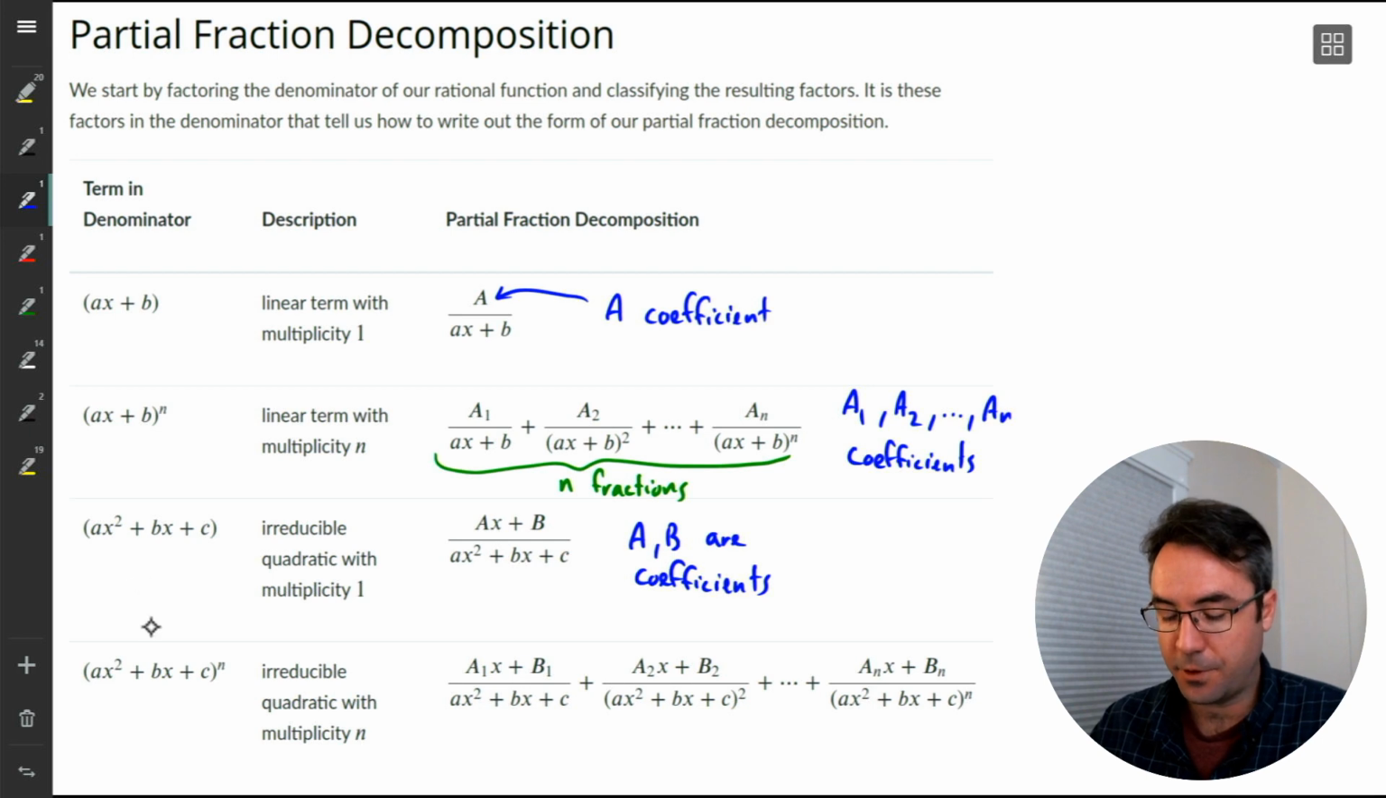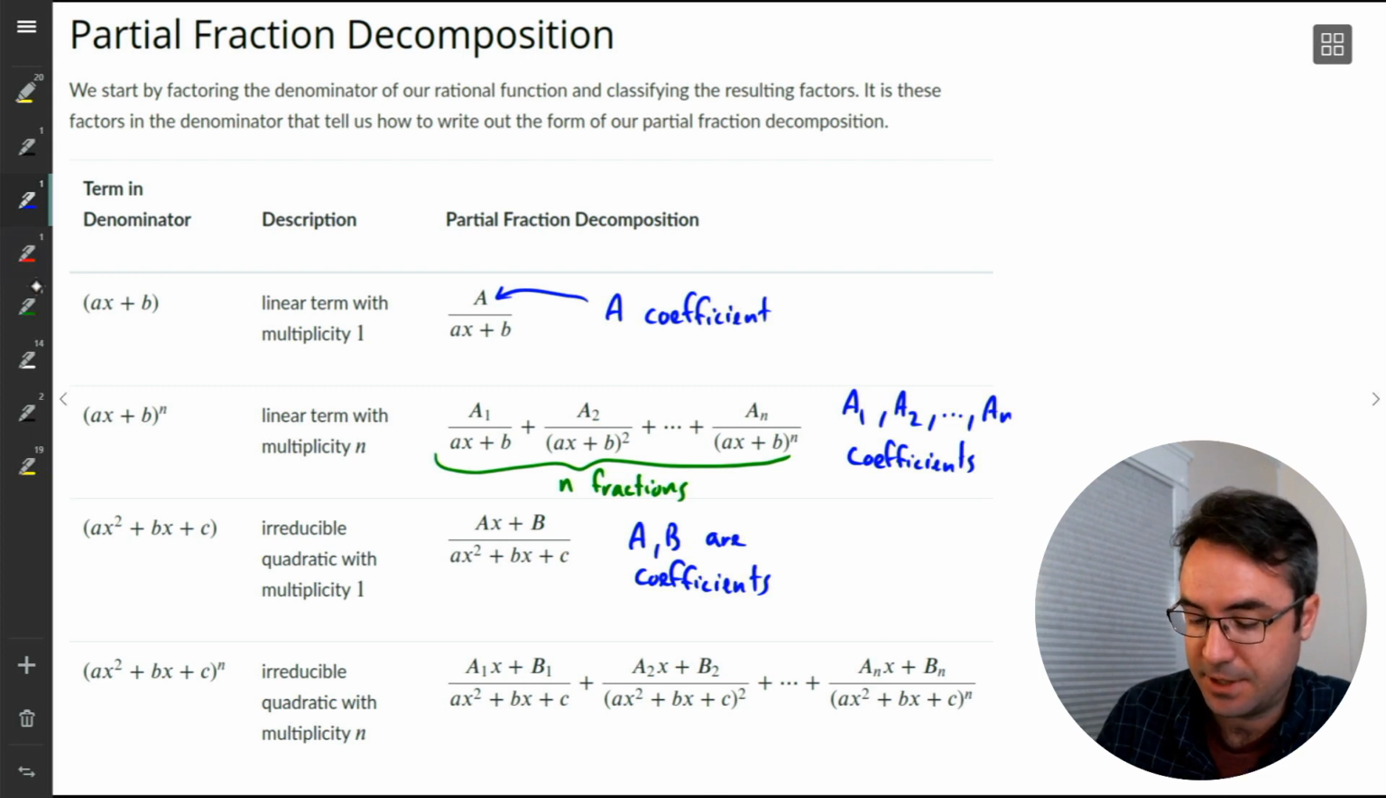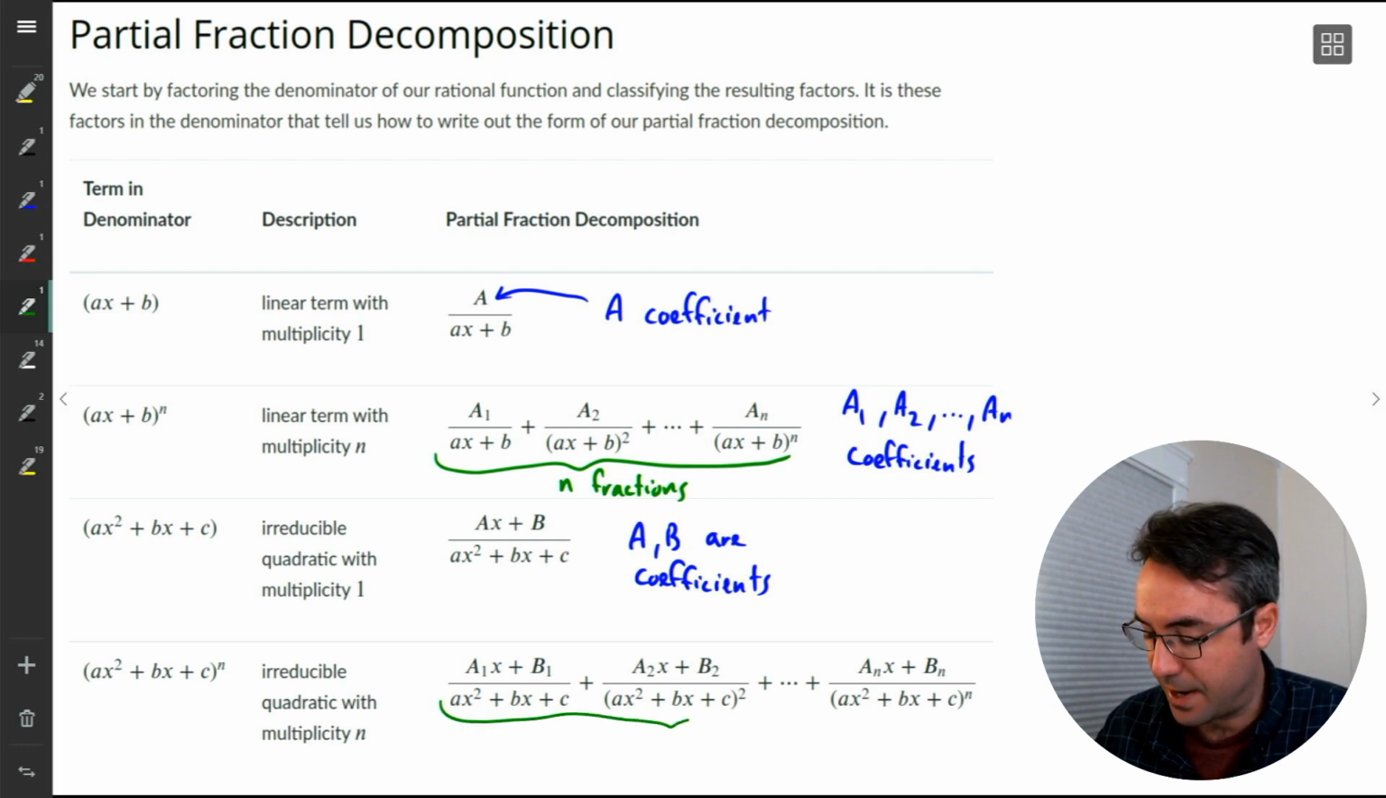And then the fourth possible case is if we have an irreducible quadratic and it's repeated n times, so it has a multiplicity of n. Much the same way that we did with the linear term, we start off how we would for an irreducible quadratic, but then we increase the power on our denominator by 1 up until we get to n fractions. So if it's a multiplicity n, we're going to end up with n fractions here.